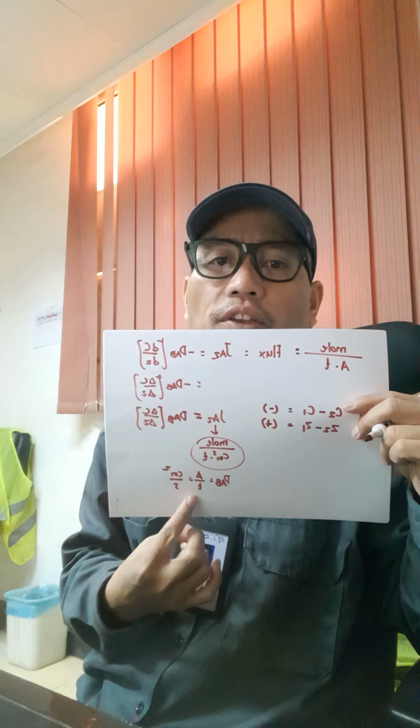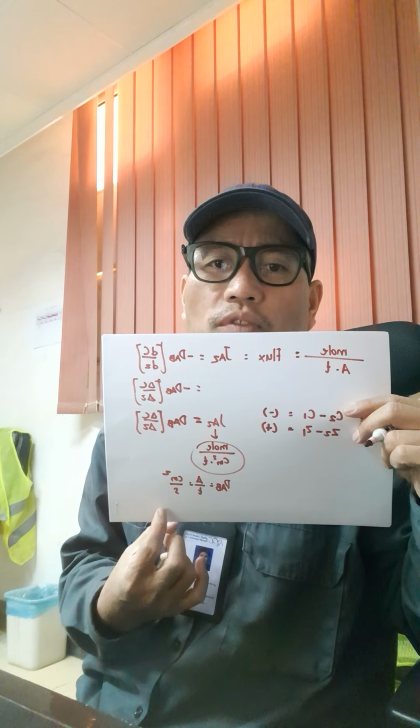Now what is the definition of diffusion coefficient? The diffusion coefficient is area over time, or centimeter squared over second. So let's substitute that here also: centimeter squared over second.